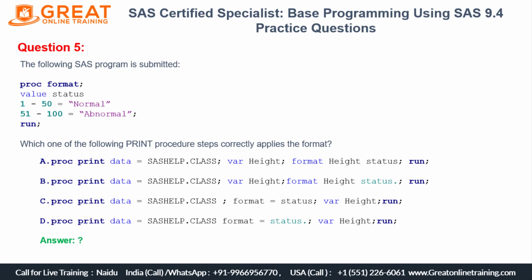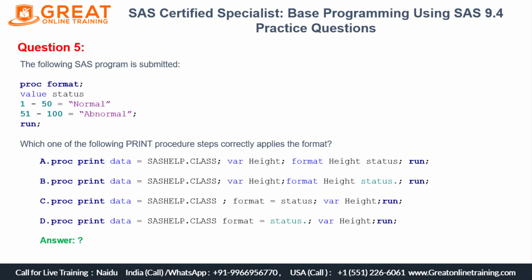Then there will be a tie between your A answer and B. In B, you can see you have written WHERE height and height. So both answers are correct up to there. Now we can go to the next line. FORMAT height status, we are writing it in the next statement. But here we are writing FORMAT height status with a dot.